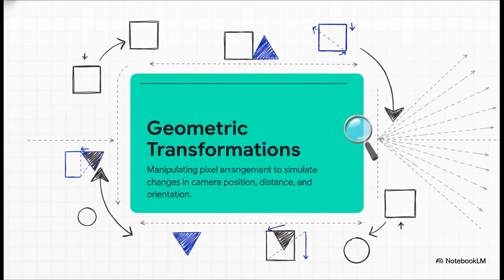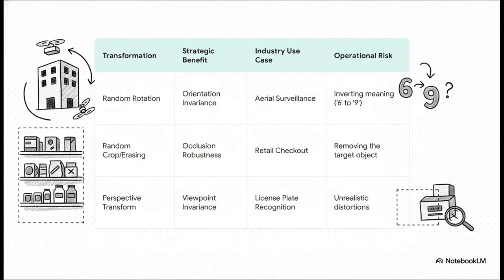We're rotating the image, we're scaling it, we're cropping it, we're warping the perspective, all to simulate seeing an object from a slightly different angle, a different distance, or from a different camera position. But this is where things get really interesting because, as you can see, it's a strategic trade-off. For example, random rotation is fantastic for something like aerial surveillance, where a plane can see a building from literally any angle. But check out that risk column. It can be a total disaster in other areas.